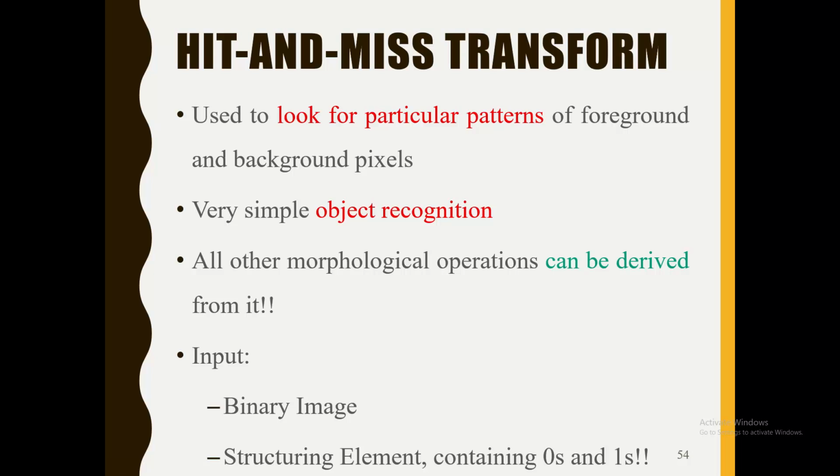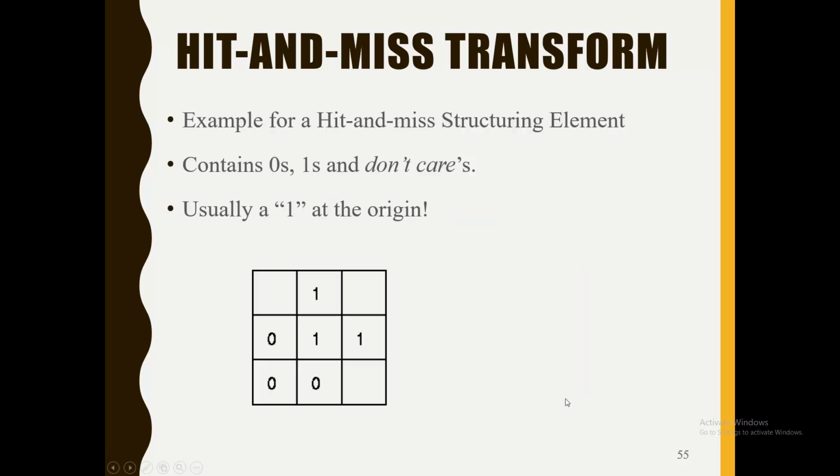Now the next one is the hit and miss transform. It is used to look for particular patterns of foreground and background pixels. Very simple object recognition. All other morphological operations can be derived from it. Means all the other morphological operations can be derived from the hit and miss transform. Input is a binary image and the structuring element consists of zeros and ones. An example of a hit and miss structuring element is that it consists of both ones and zeros.